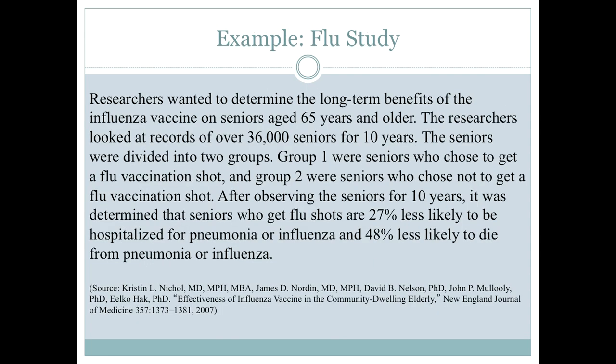So let's look at this flu study example. Researchers wanted to determine the long-term benefits of the flu vaccine on seniors aged 65 and older. So the researchers looked at records of over 36,000 seniors for 10 years. The seniors were divided into two different groups. Group 1 were seniors who chose to get a flu vaccine, and Group 2 were seniors who chose to not get a flu vaccine.